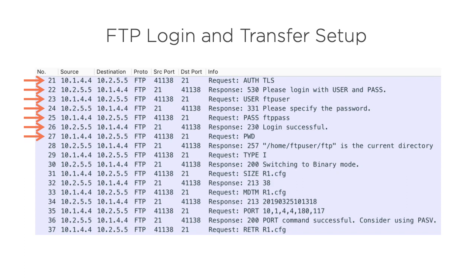Some FTP clients will send some additional commands immediately after login. The first is print working directory, or PWD. This triggers a 257 message from the server carrying back a string of the current directory. The client changes the type to I.